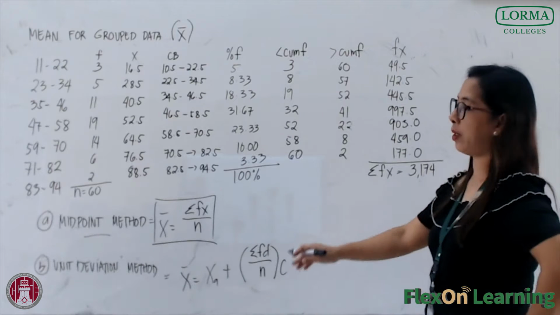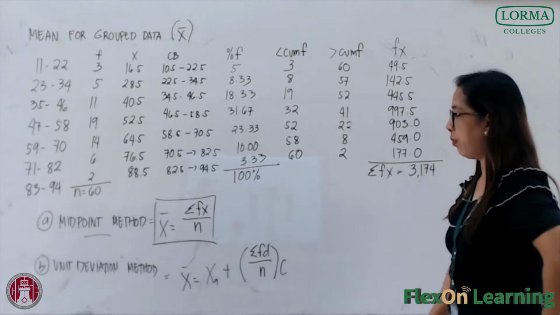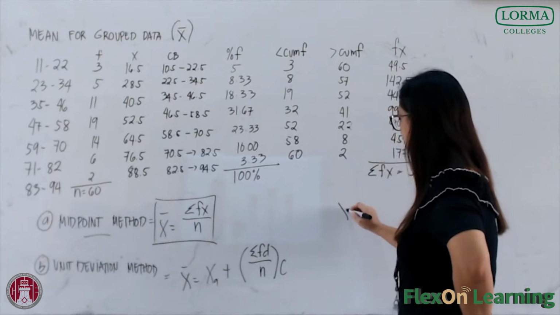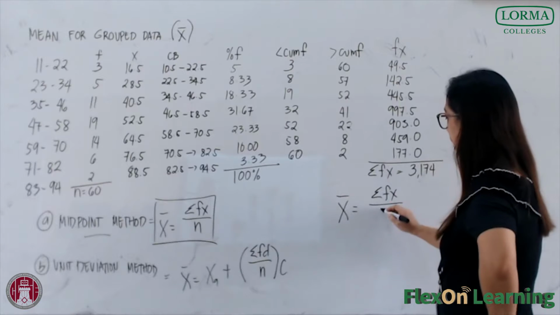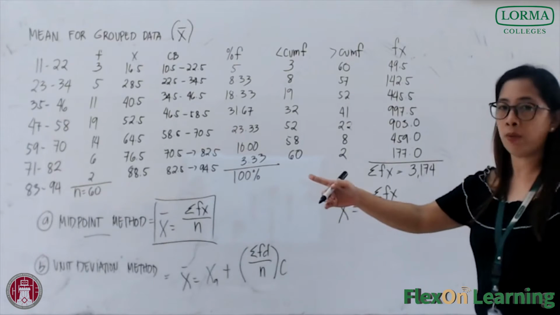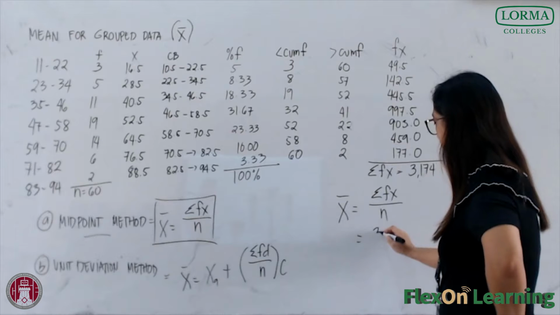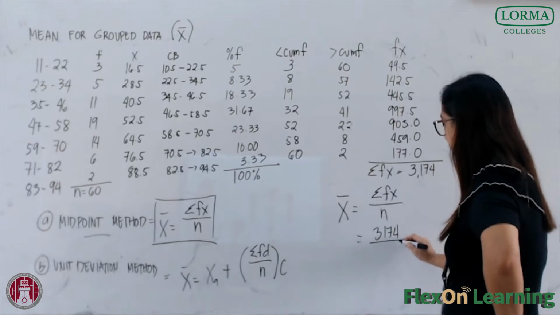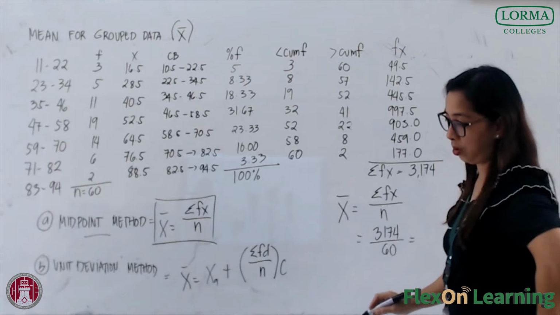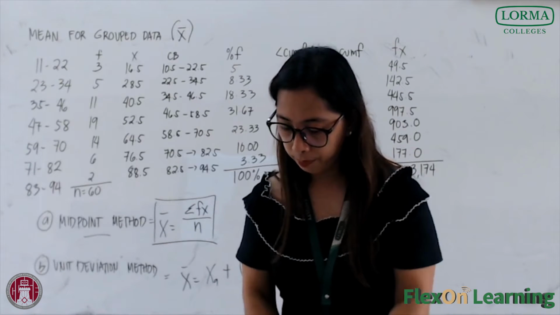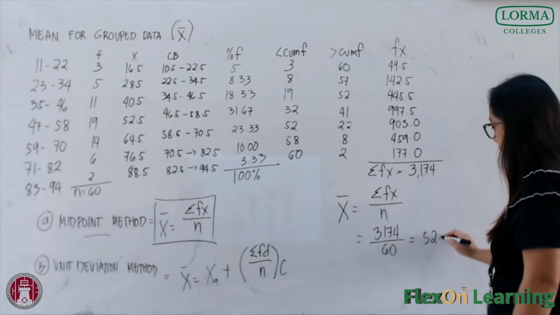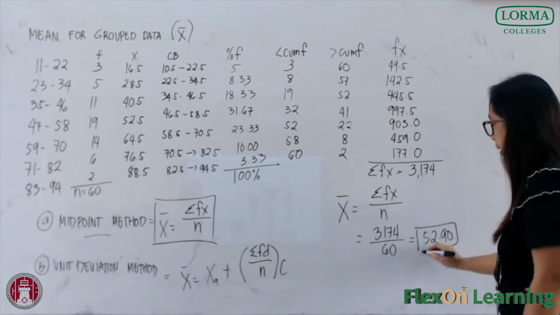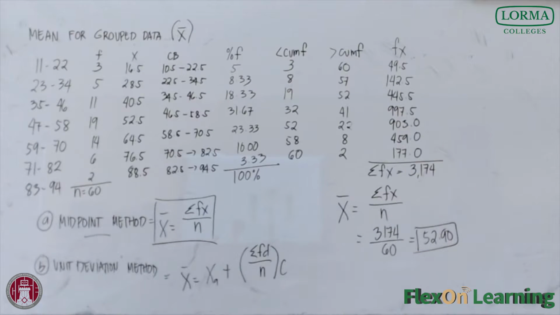Going back to our mean, for the midpoint method, the mean is equal to the summation of frequency times the midpoint divided by n. Our n is equal to 60. So we have 3,174 divided by 60. Our mean for the midpoint method would be 52.90. So this is our final answer. That would be the mean using the midpoint method.